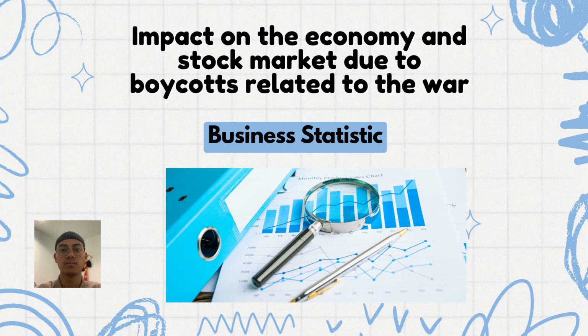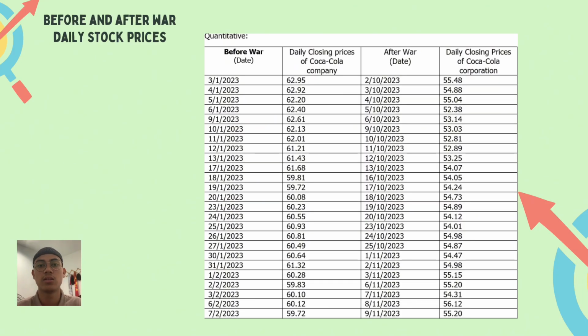of uncertainty. We start with quantitative data, focusing on Coca-Cola's daily stock prices. We collected data from two periods, January to September 2023, before the war, and a similar time frame after the war. The data consists of 50 consecutive days for both periods, and we aim to examine how the stock price changed due to geopolitical events. This table shows the daily closing price for Coca-Cola before and after the war.